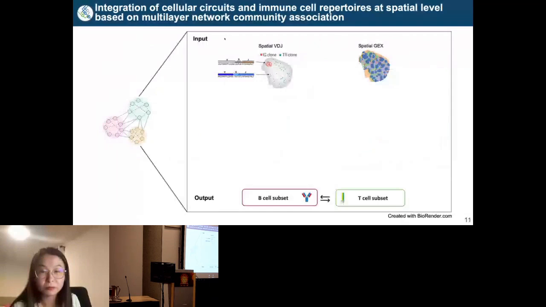Then let's dive into the framework. For individual human tonsil sections, we have not only spatial transcriptomics and spatial VDJ count matrix, but also the VDJ sequencing data. Since spatial VDJ is based on Visium, which means a spot may include multiple clones. Based on this data, we aim to design a method to understand the interaction and the signaling between B and T cell subsets.